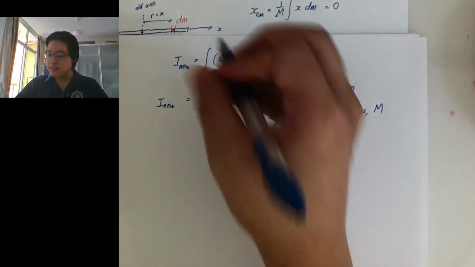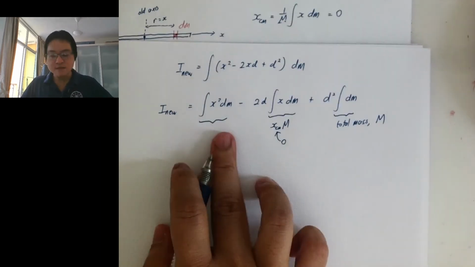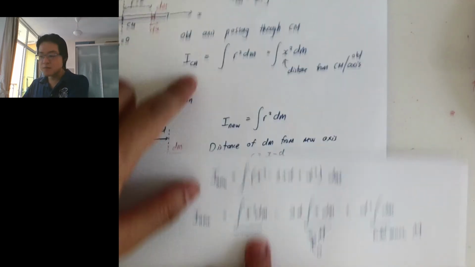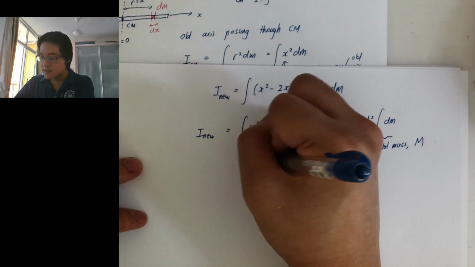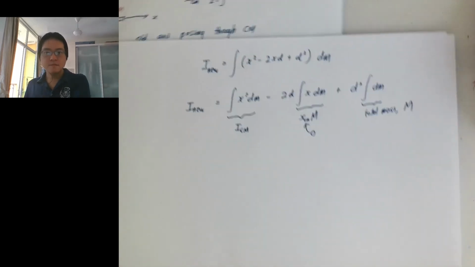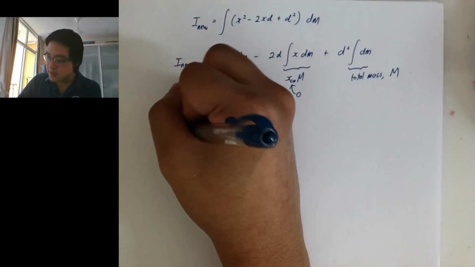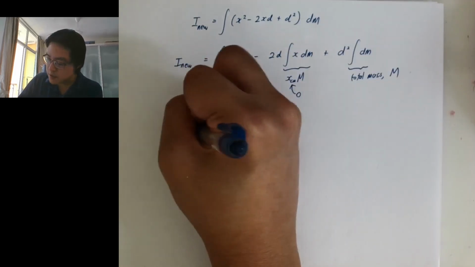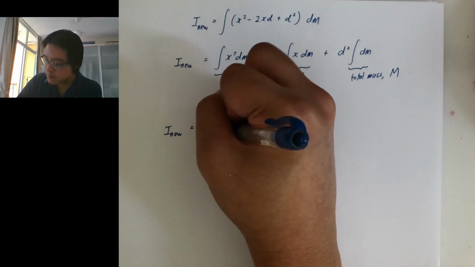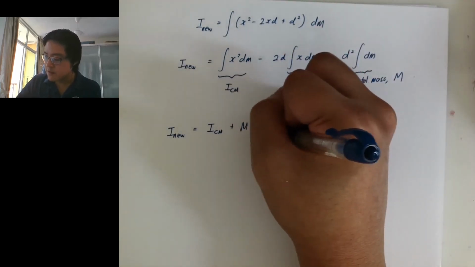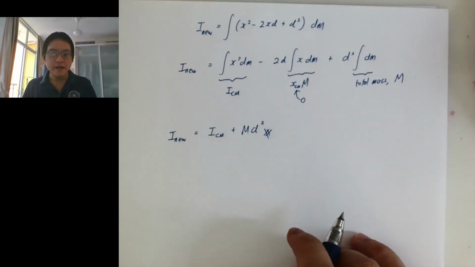And then this one, what was this? This one was what we calculated. This is the original moment of inertia, so this is ICM. Which is to say that my new moment of inertia is ICM, and then this is md squared. So we have proven the theorem, the parallel axis theorem.